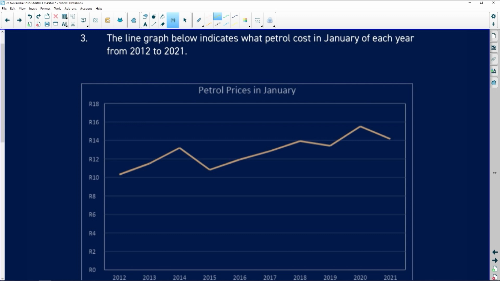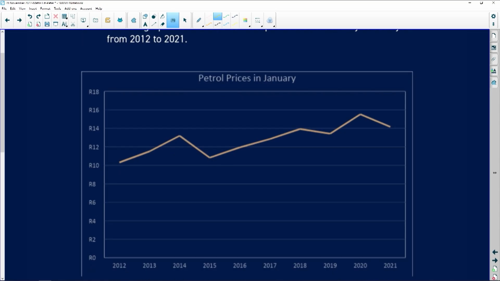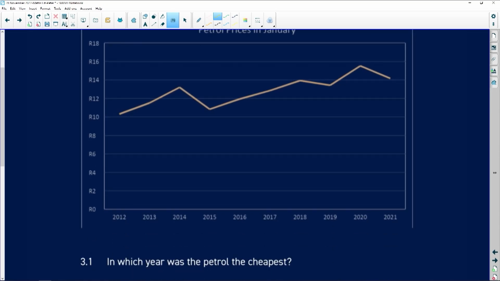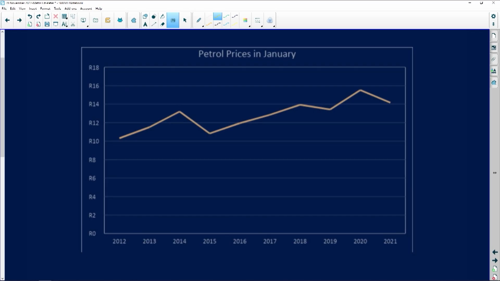Now we're looking at a line chart. Remember, with a line chart, they can ask you to draw one or interpret. So here are the petrol prices from January each year. First question, in which year was petrol the cheapest? Well, the petrol that was the cheapest was this point over here, which is 2012.